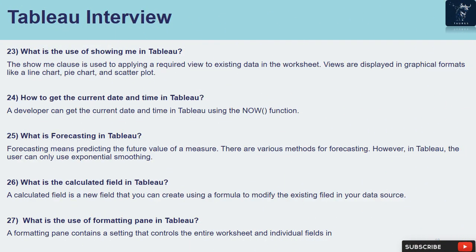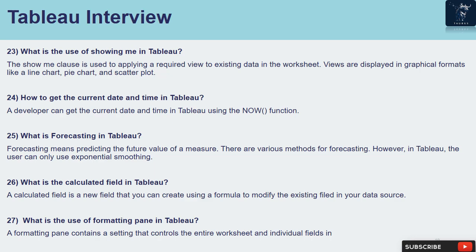23. What is the use of Show Me in Tableau? The Show Me clause is used for applying a required view to existing data in the worksheet. Views are displayed in graphical formats like a line chart, pie chart, and scatter plot. 24. How to get the current date and time in Tableau? A developer can get the current date and time in Tableau using the Now function.